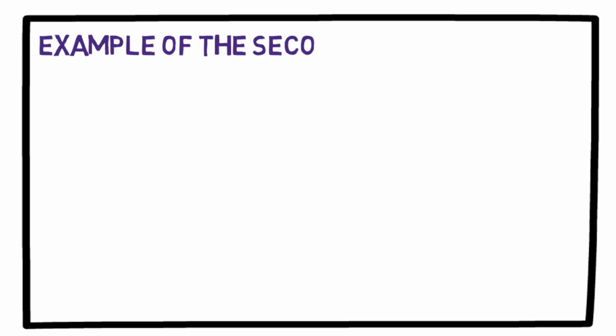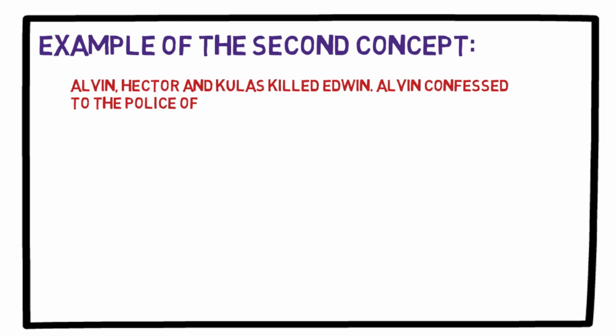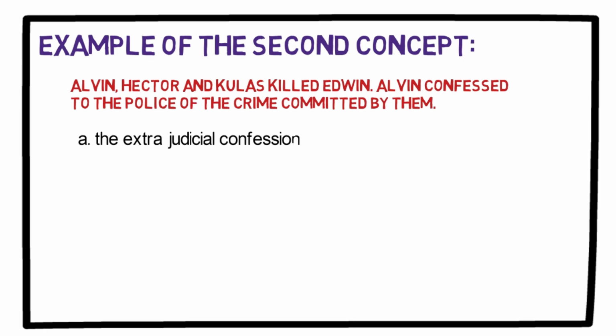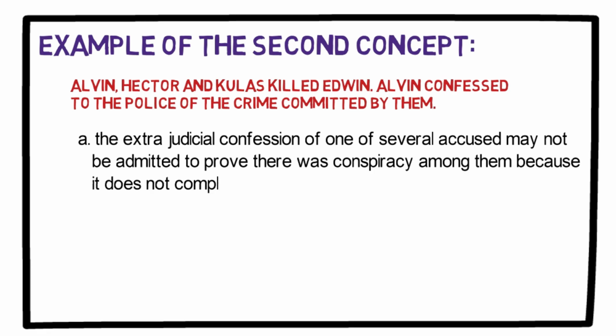Example of the second concept. Alvin, Hector, and Colas killed Edwin. Alvin confessed to the police of the crime committed by them. Here, the extrajudicial confession of one of several accused may not be admitted to prove there was conspiracy among them because it does not comply with the rule of interlocking confessions.